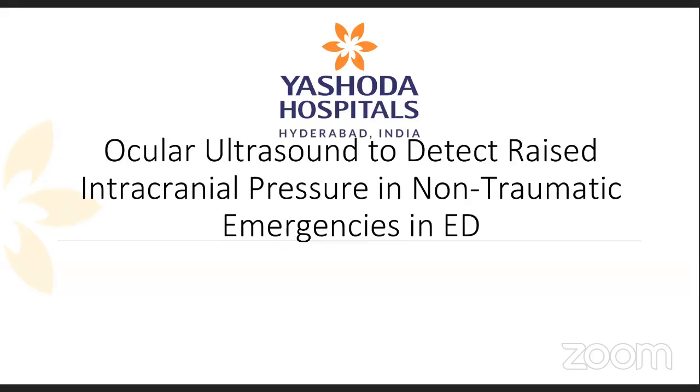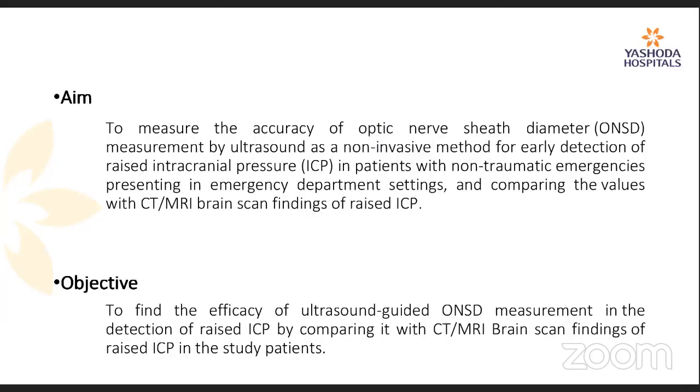So the aim of my study was to measure the accuracy of optic nerve sheath diameter measurement by ultrasound as a non-invasive method for early detection of raised ICP in patients with non-traumatic emergencies who come to the emergency department, and compare these values with the findings of CT and MRI brain scans, whether it correlates or not. The objective of the study was to find the efficacy of ultrasound-guided ONSD measurement in detection of raised ICP, how efficacious it is, by comparing it to the CT and MRI brain scan findings. We kept CT and MRI as a baseline because in the emergency department, we can't go for invasive ICP monitoring, such as putting a ventricular drain in each and every patient.